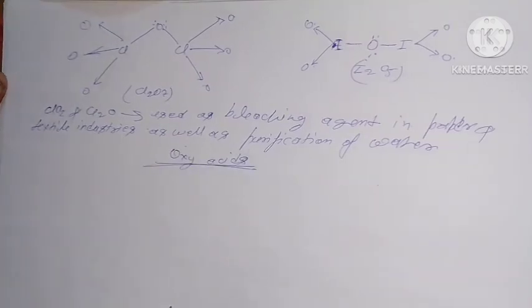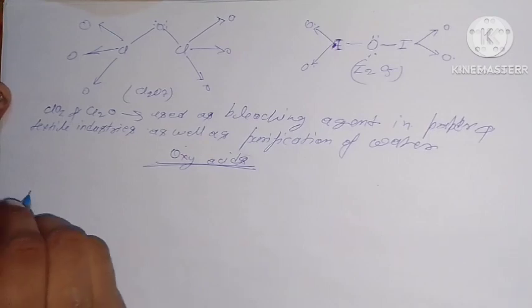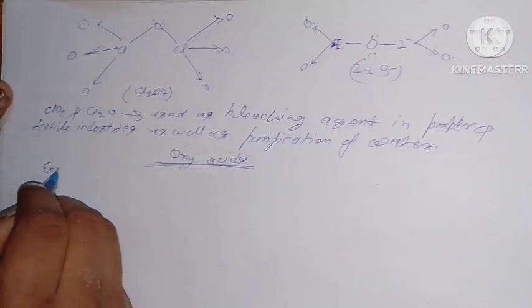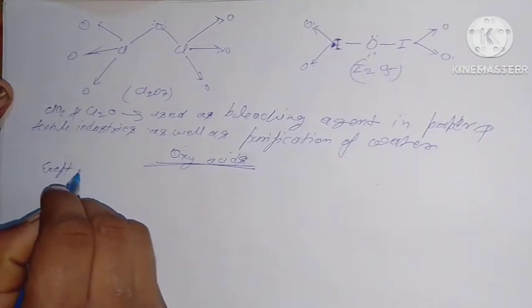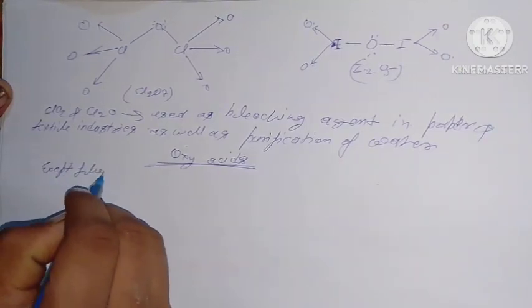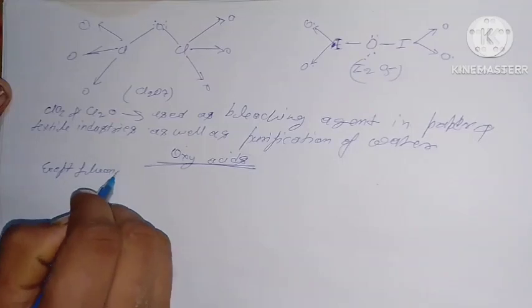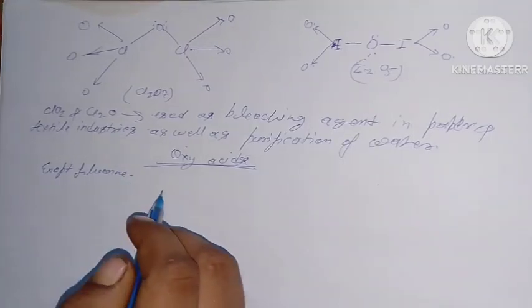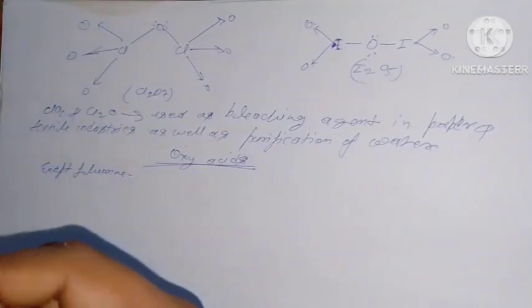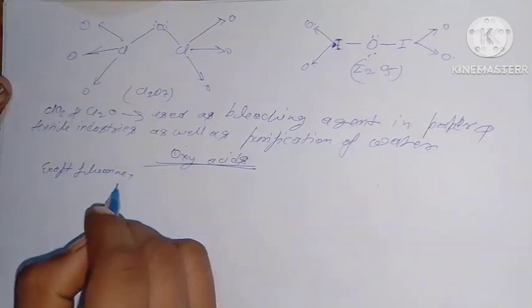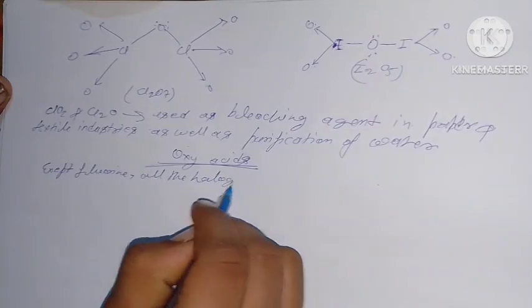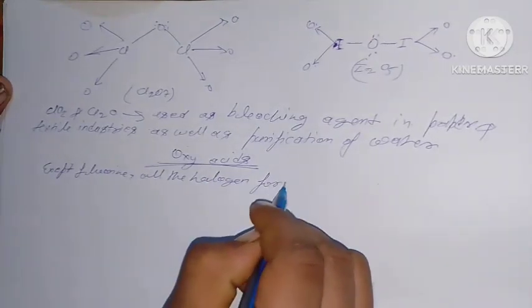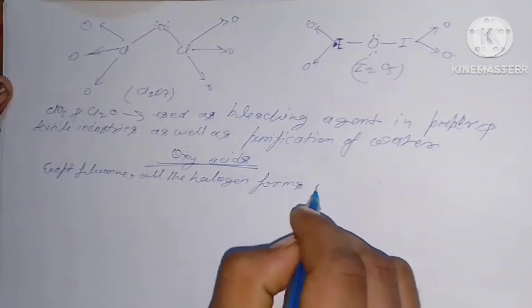Oxy acids. Except fluorine, all the halogens form oxy acids.